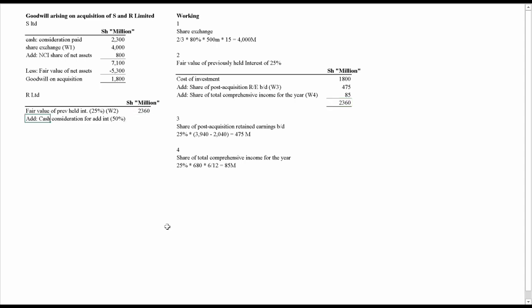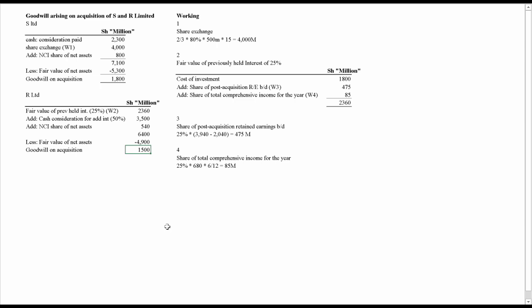So you add that. Then you have to add the cash consideration for additional interest of 50% on 1st April 2024, which we have been told to be 500. Then we have to add the NCI share of net assets. We have been given that to be 540. So the total there is 6400. Then we have to less the fair value of net assets, which we have been given also to be 4900. So the total there, goodwill on acquisition will be 1500. So that is part A. We are supposed to get the S Limited goodwill to be 1800 million, and that for R Limited 1500 million.